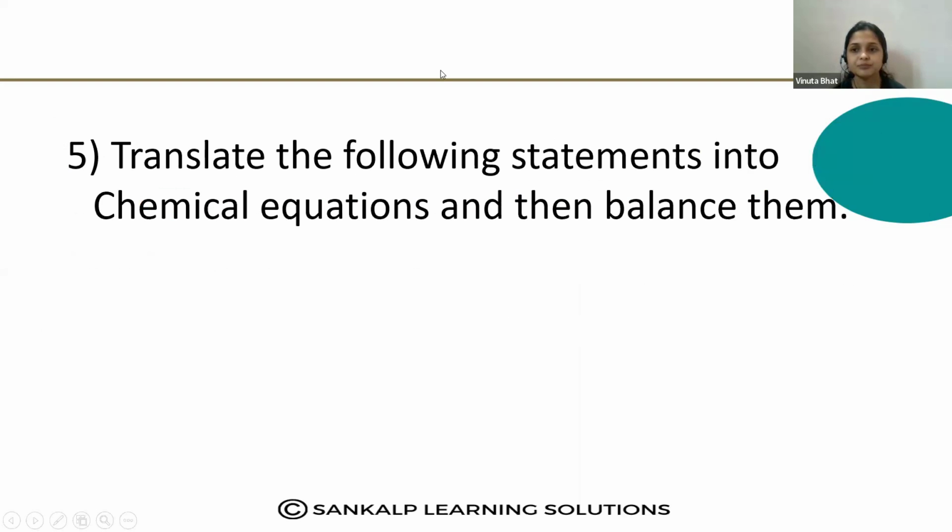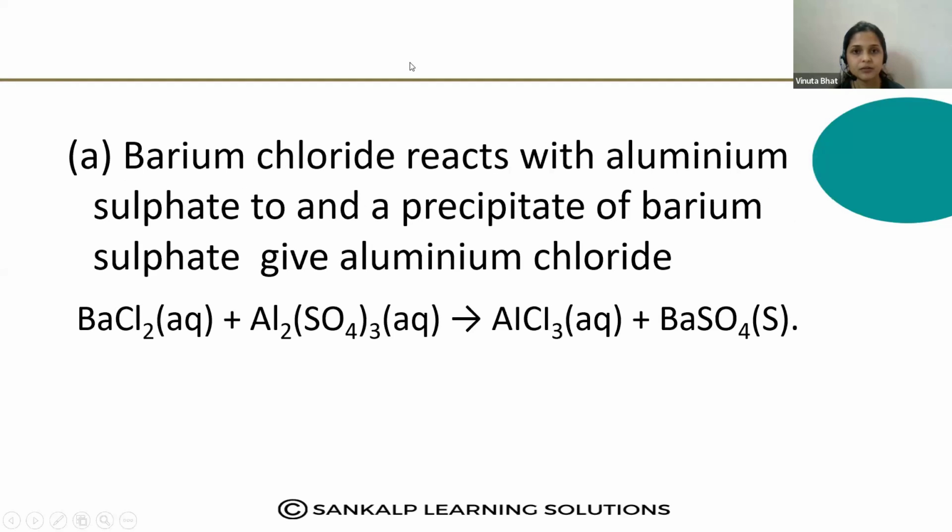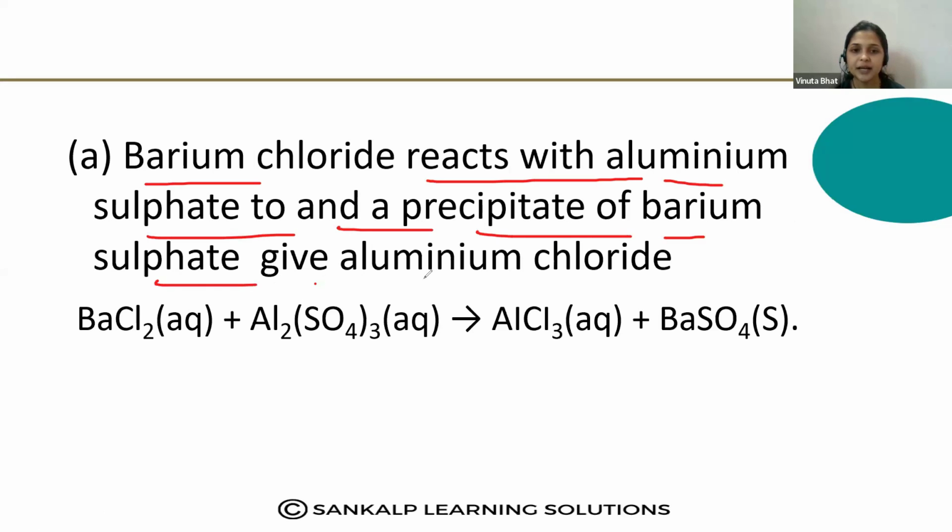Next question. Translate the following statements into chemical equations and balance them. So the first question is here. Barium chloride reacts with aluminium sulfate to form the precipitate of barium sulfate and give the aluminium chloride.